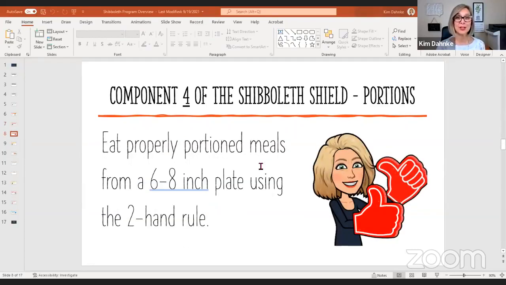Component number 4 of the Shibboleth Shield is portions. We're going to eat properly portioned meals from a 6 to 8 inch plate using the 2-hand rule. What I love is that I carry my measuring tools with me everywhere I go. On Shibboleth, I have not had to measure food, weigh food, count calories, or do anything like that. I put a properly combined meal on my plate. I put my 2 hands together as close as possible. I lower my hands down over my food and I have a look. If I cannot see my food poking out around my hands, I have a properly portioned meal.